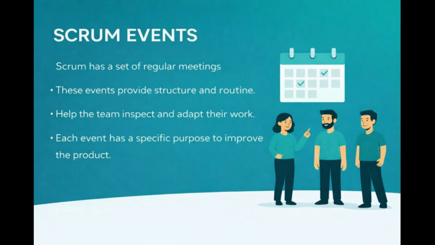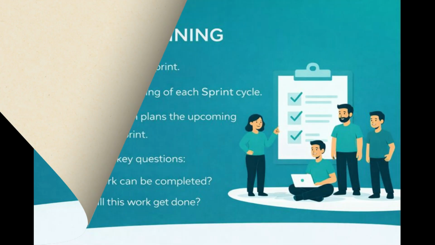Scrum Events. Scrum uses regular events to create rhythm, transparency, and alignment. These include sprint planning, the daily Scrum, sprint review, and sprint retrospective. All of these events happen within a sprint and support continuous learning.